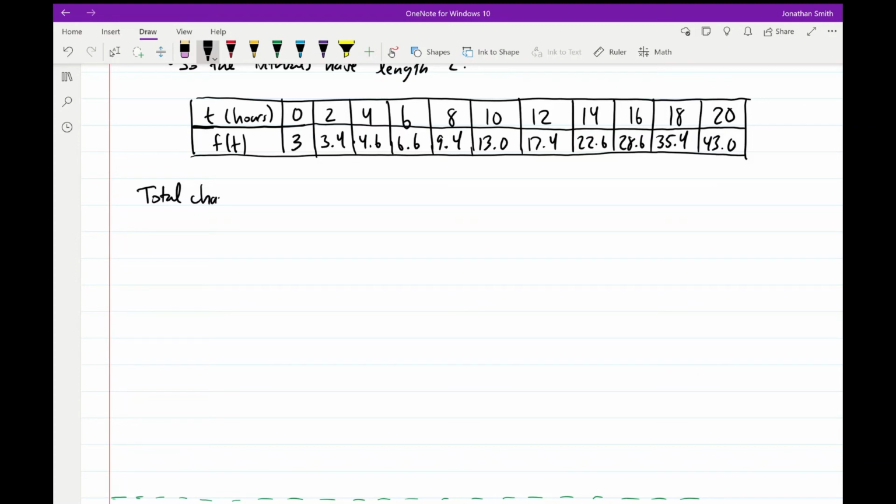And just like we did in the previous case, now to get the total change, we're going to look at the change over each of these intervals of 2 hours. So the total change is equal to 2 times 3, so that's the length of this time interval, times f of t on the left-hand side, plus 2 times 3.4, again, the length of this interval, times f of t on the left-hand side. And we keep doing this over and over again.